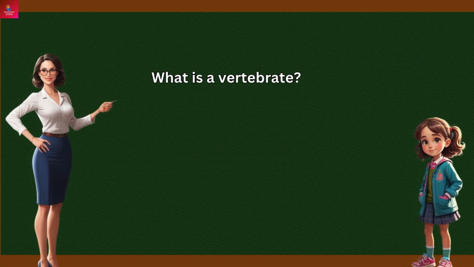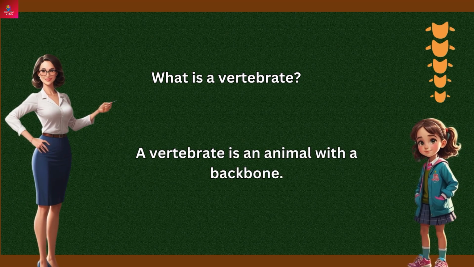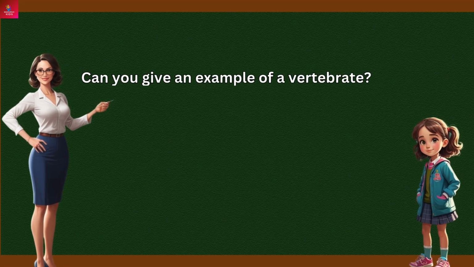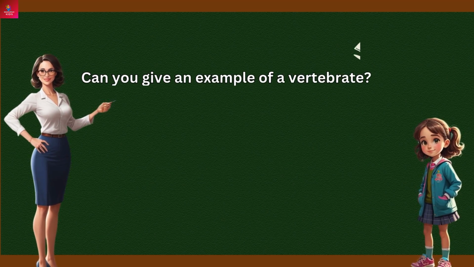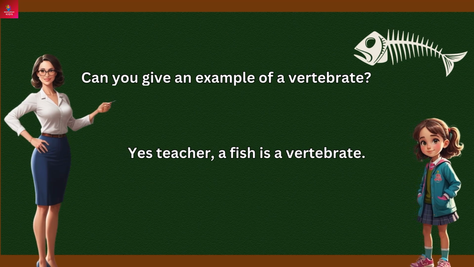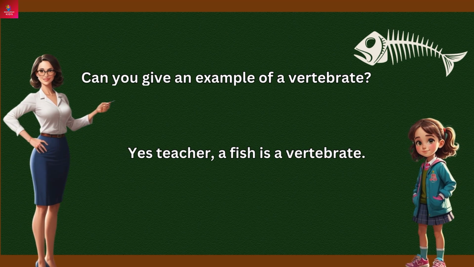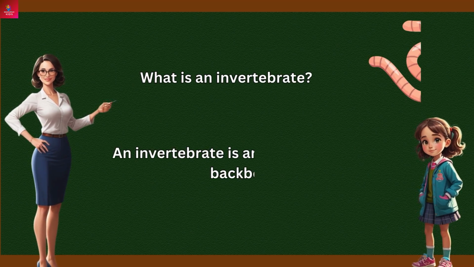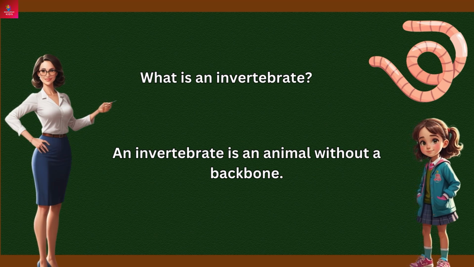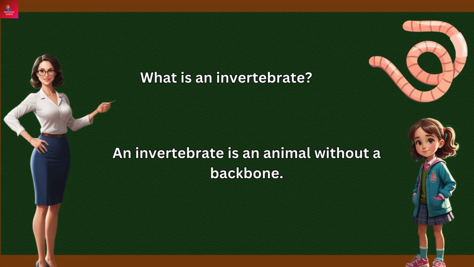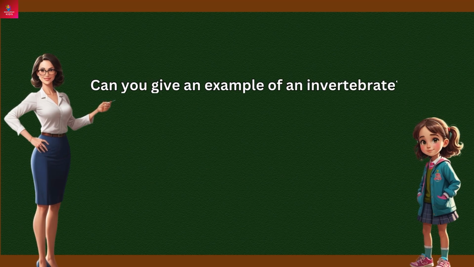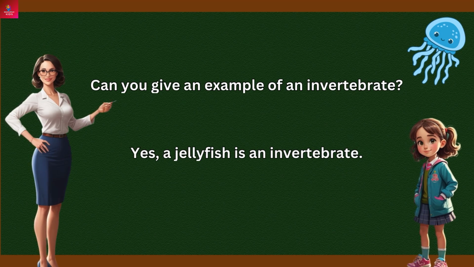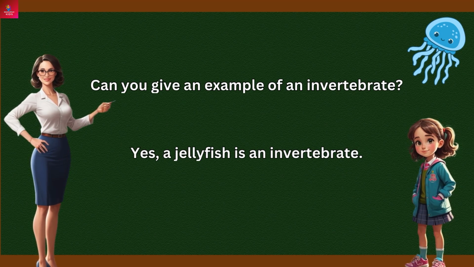What is a vertebrate? A vertebrate is an animal with a backbone. Can you give an example of a vertebrate? Yes, teacher. A fish is a vertebrate. What is an invertebrate? An invertebrate is an animal without a backbone. Can you give an example of an invertebrate? Yes, a jellyfish is an invertebrate.